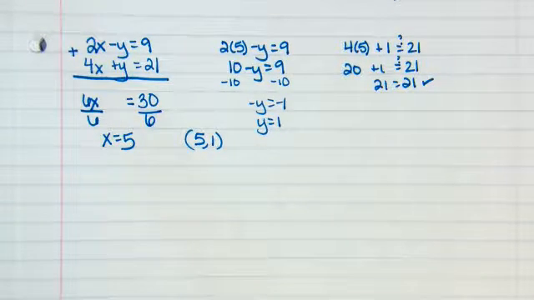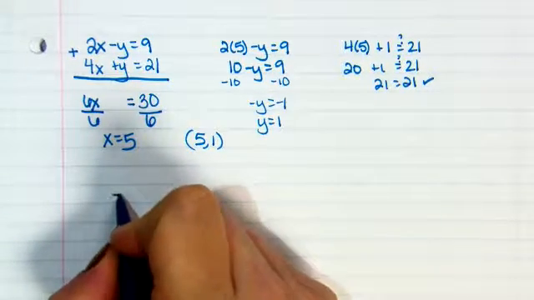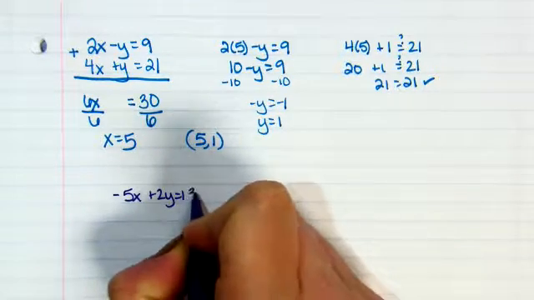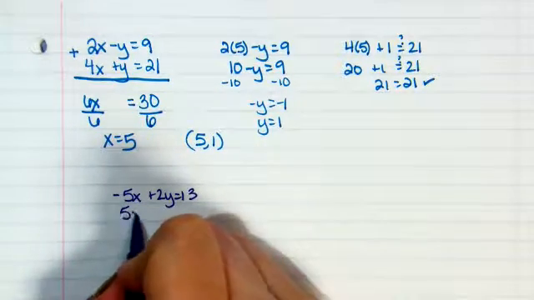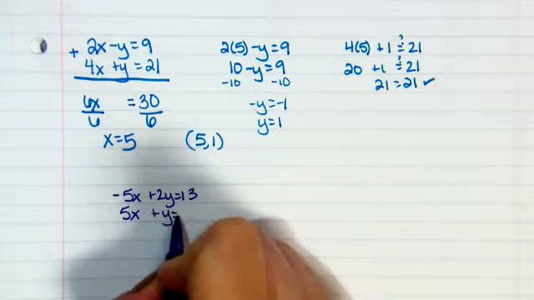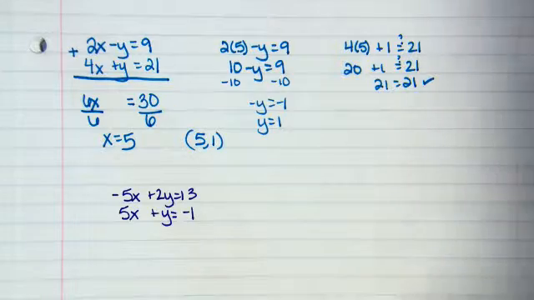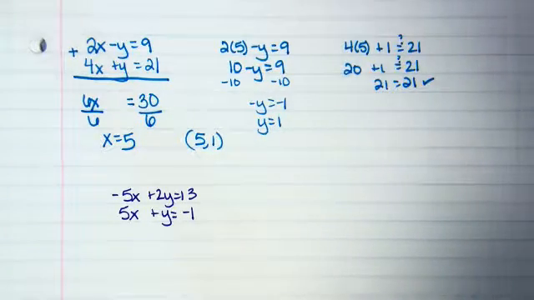Let's have you try one on your own. How about negative 5x plus 2y equals 13 and 5x plus y equals negative 1. Go ahead and try that one on your own, and then we can check it together.